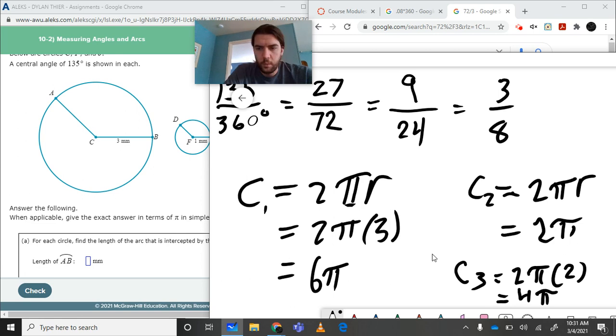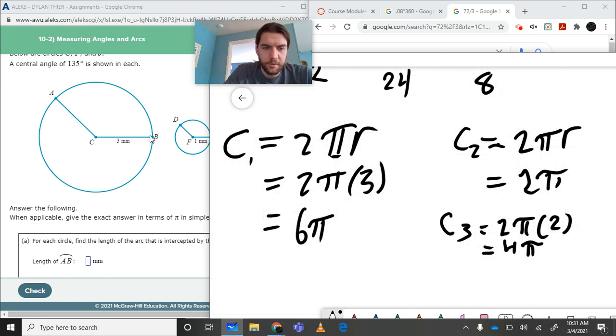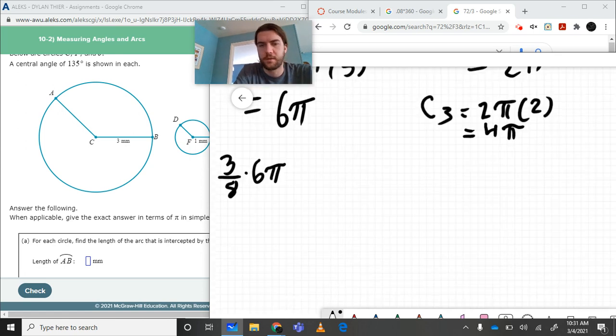So we'll end up with 4 pi. Okay, so what we want, our little section, our 3/8 of the circumference for the first one will be 3/8 times 6 pi. Then we'll have 3/8 times 2 pi and 3/8 times 4 pi.